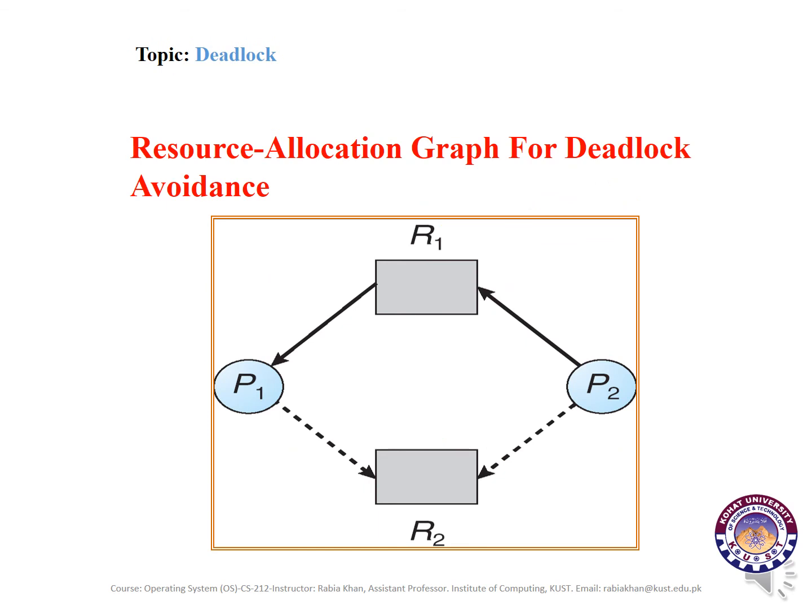This is the resource allocation graph for deadlock avoidance, and you can see the claim edge, the dashed edge, drawn from two processes P1 and P2 towards resource R2. That means processes P1 and P2 in advance have informed the operating system that they would require resource R2 in future.